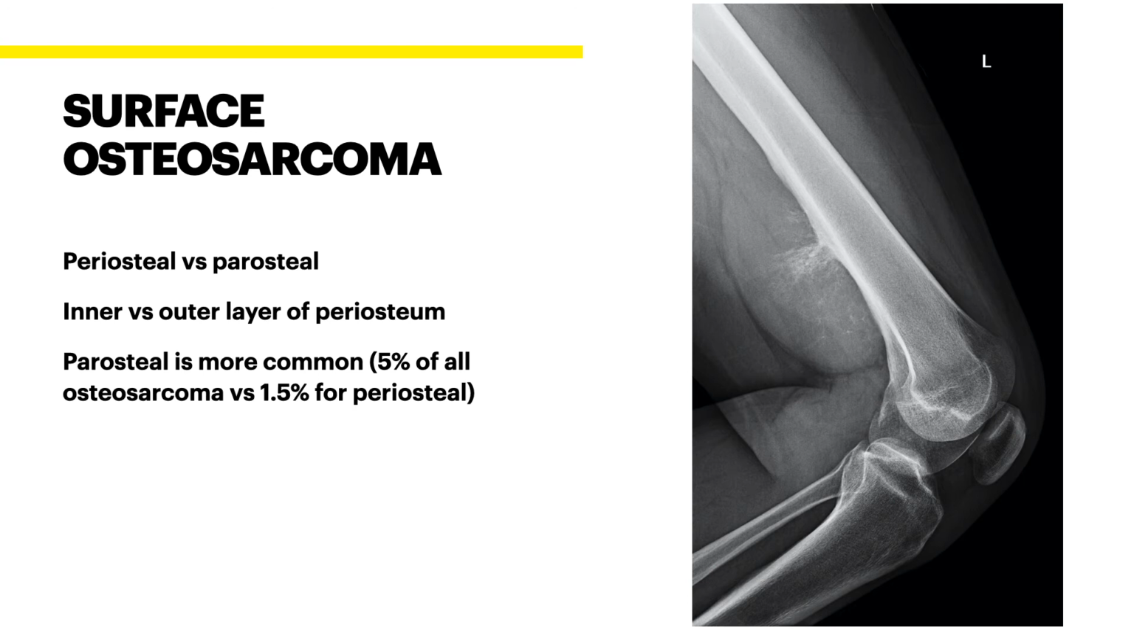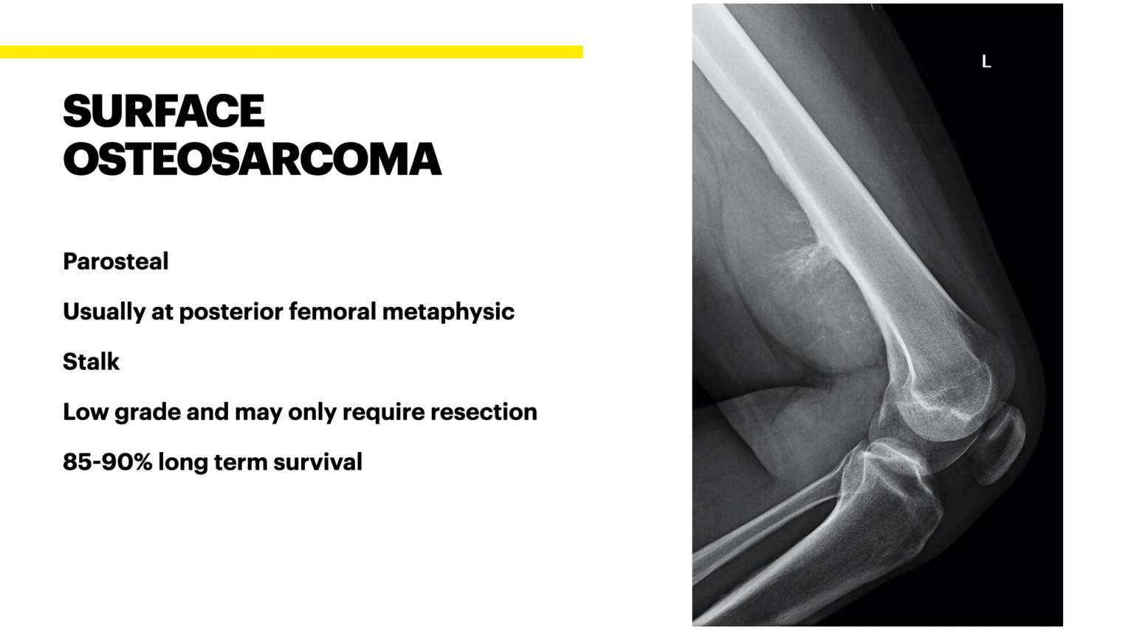The periosteal osteosarcoma comes from the inner layer of the periosteum, whereas the parosteal comes from the outer layer of the periosteum, which kind of gives it this characteristic appearance here that they call the cauliflower appearance. The parosteal is more common as well. It's about 5% of all osteosarcomas versus less than 2% for the periosteal osteosarcoma. So for parosteals, usually it's going to be kind of posterior femur in the metaphyseal region. It's going to have this kind of classic stalk that connects it to the bone surface.